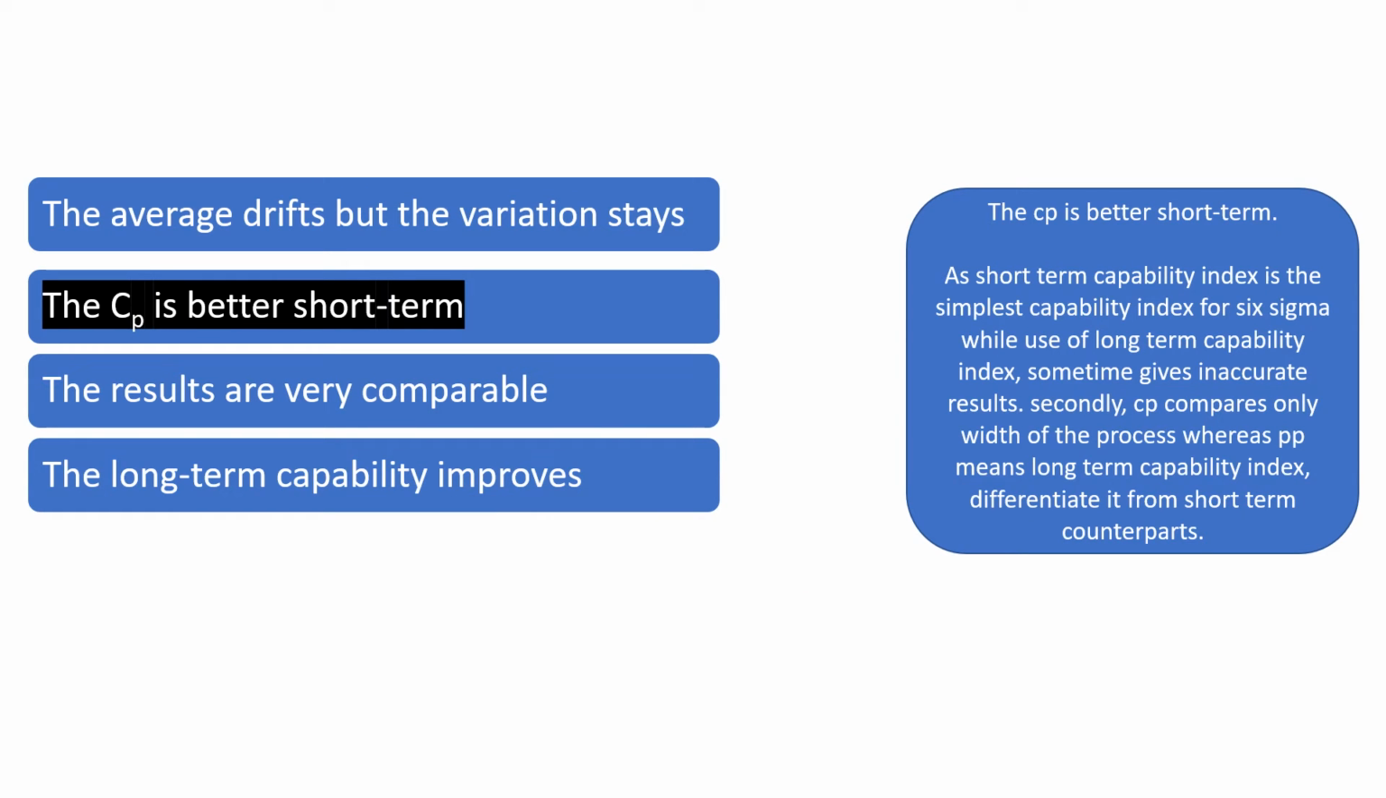B is the correct answer. The Cp is better for short term. The Cp is better for short term as the short-term capability index is the simplest capability index for Six Sigma, while use of the long-term capability index sometimes gives an inaccurate result. Secondly, Cp compares only the width of the process, whereas Pp, the long-term capability index, differentiates it from its short-term counterpart.